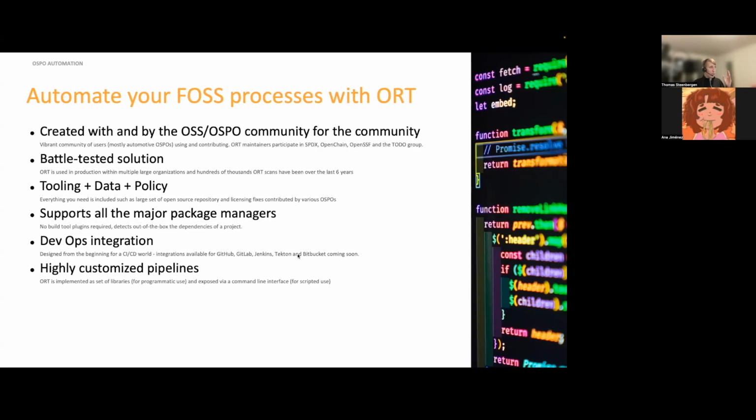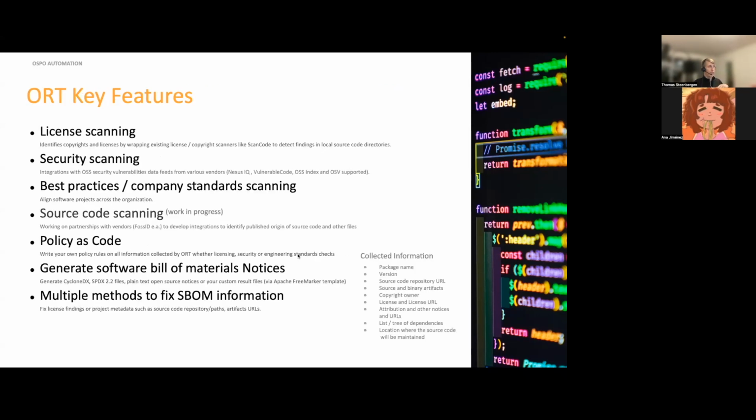As I said, it supports all of the things you already need: package managers, DevOps integrations, and you can really build everything with that. So what does ORT do? It can do license scanning, so copyright and licenses. You can do security scanning. It supports various integrations, for instance, Nexus IQ, OSS Index, OSV. It can do best practices company standard scanning.